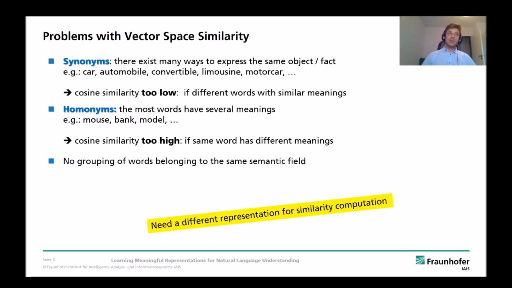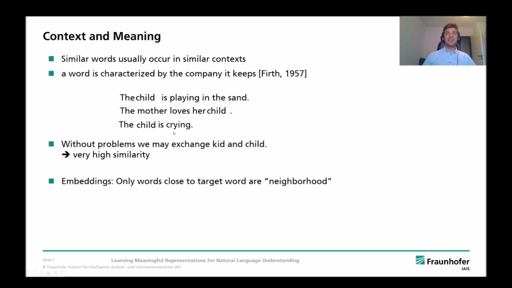Now in order to derive feature representations which also capture synonymity and homonymity, we're going to look at something called the distributional hypothesis. And we're going to start by looking at word embeddings, so word representations instead of document representations. In 1957, Firth published a paper in which he claimed that a word is characterized by the company it keeps, meaning that similar words usually occur in similar contexts, and if words have similar contexts, then they also will have similar meanings.